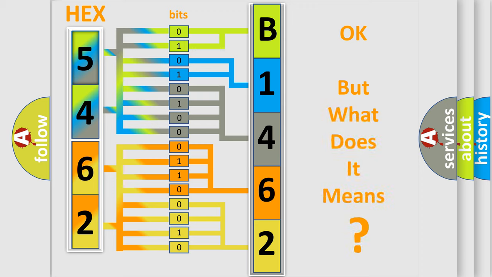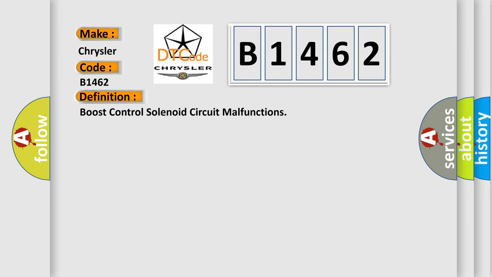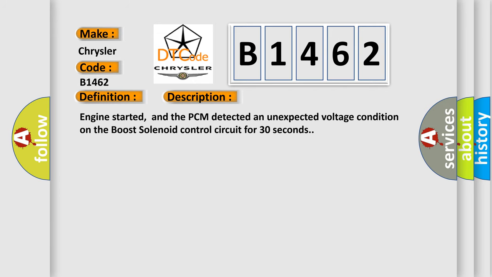The number itself does not make sense to us if we cannot assign information to what it actually expresses. So, what does the Diagnostic Trouble Code B1462 mean specifically for Chrysler vehicles? The basic definition is Boost control solenoid circuit malfunction. And now this is a short description of this DTC code.